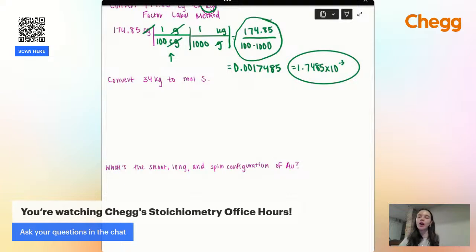But we're going to move on to our next warm-up question, which is converting 34 kilograms to moles of sulfur. So again, I'm going to give you all the opportunity. Let me know, how would you set up this problem? How would you solve it? What steps are we going to need? What conversions are we going to need? You have 30 seconds to tell me anything you can about this problem, starting now.